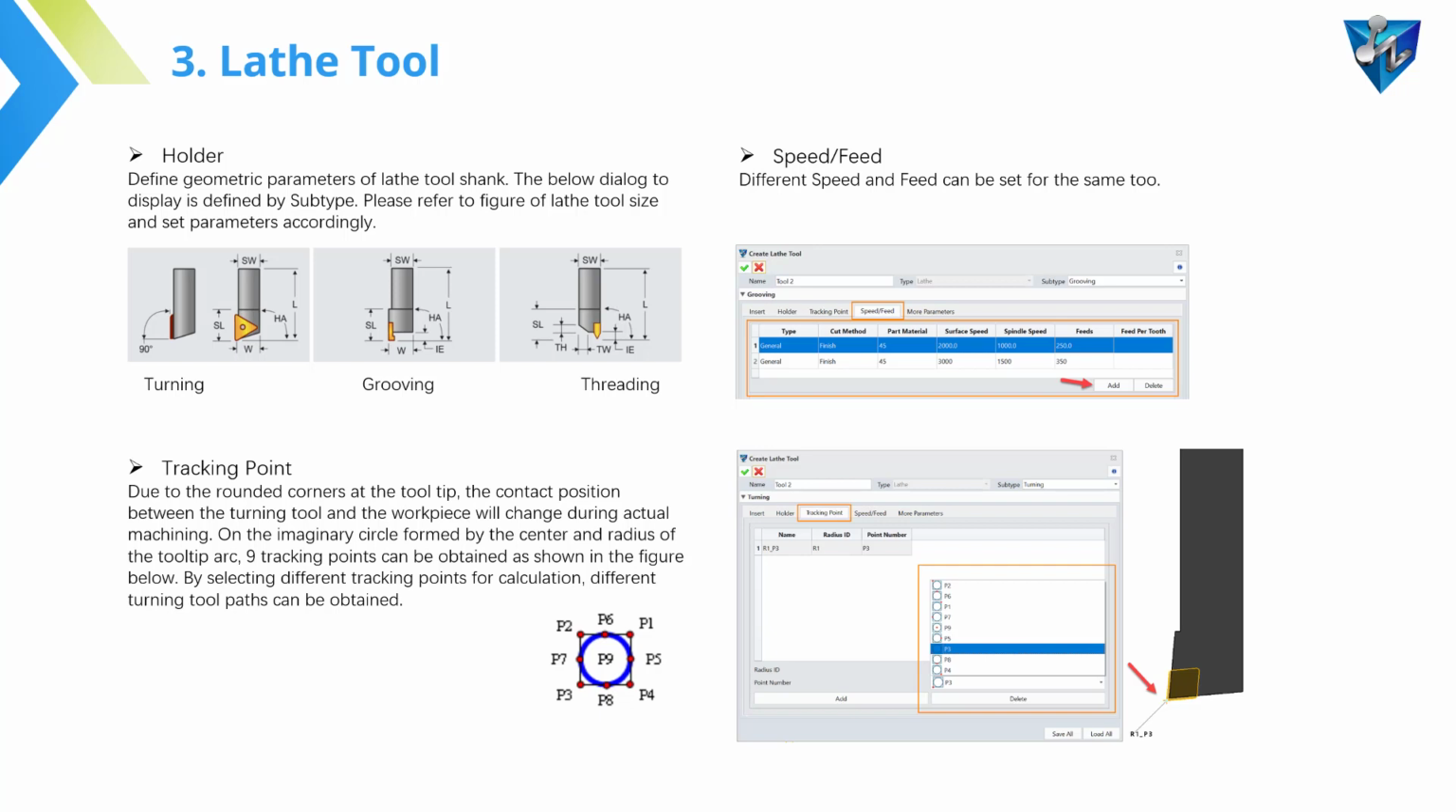Regarding tracking point, due to the rounded corners at the tool tip, the contact position between the turning tool and the workpiece changes during actual machining. On the imaginary circle formed by the center and radius of the tool tip arc, there are 9 tracking points available, as shown in the figure below. By selecting different tracking points for calculation, you can achieve different turning tool paths.